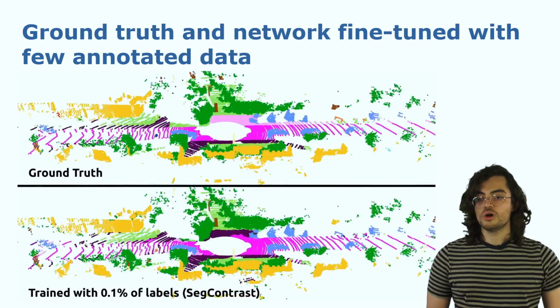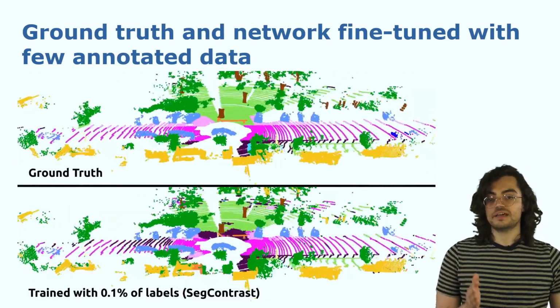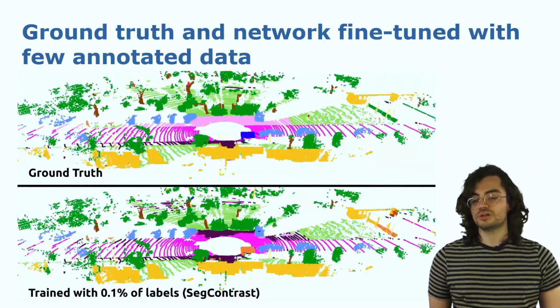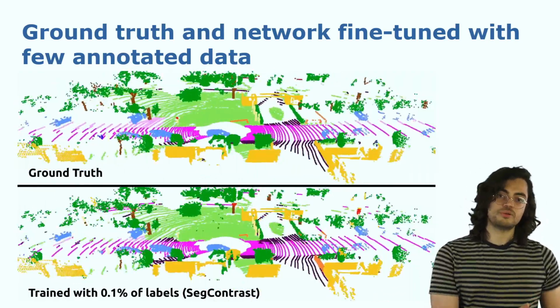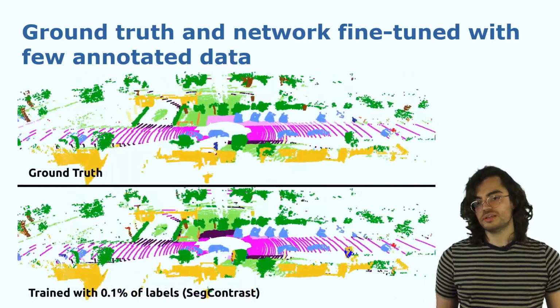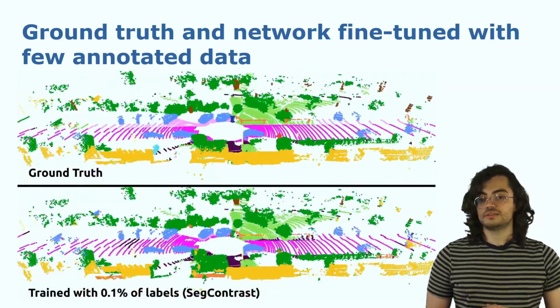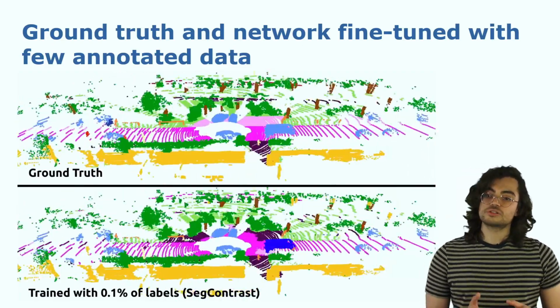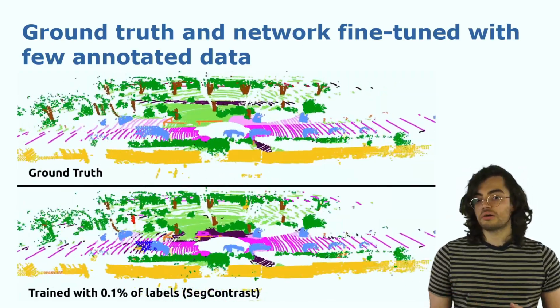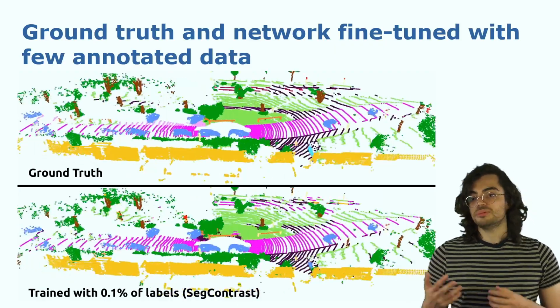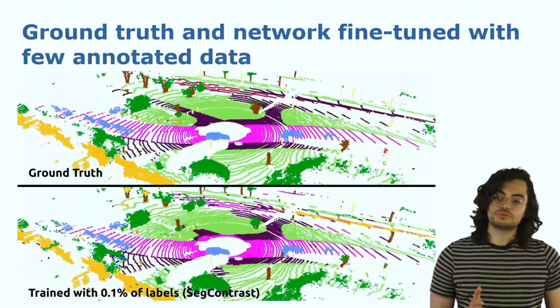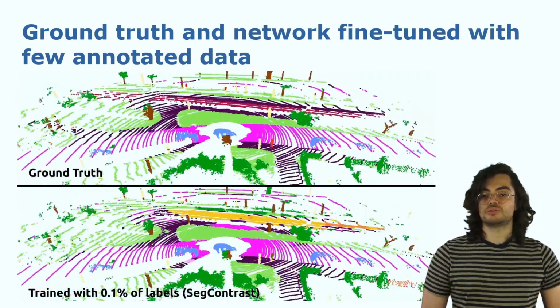In this video, we can compare the ground truth labels with the network fine-tuned with only 0.1% of labels after pre-training with our method. And in the video, we can see that the overall structure of the scene can be interpreted by the network, and also fine-grained structures like cars, poles, and traffic signs can be distinguished in the point cloud even when training with only a small portion of the labels.